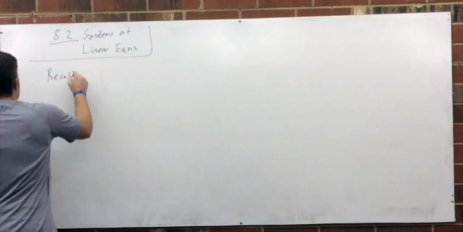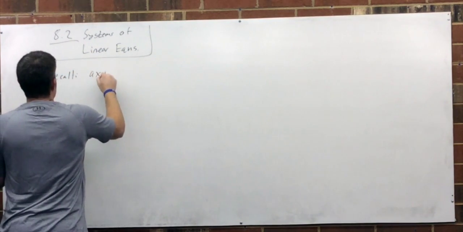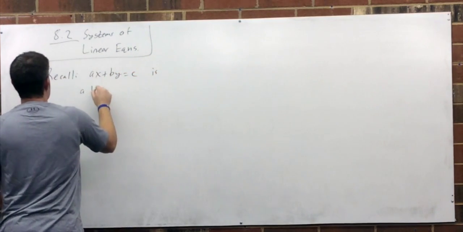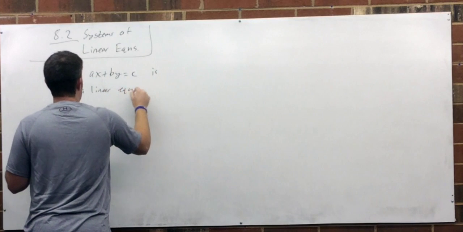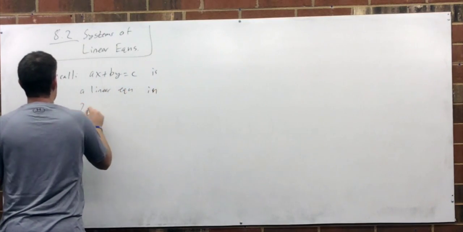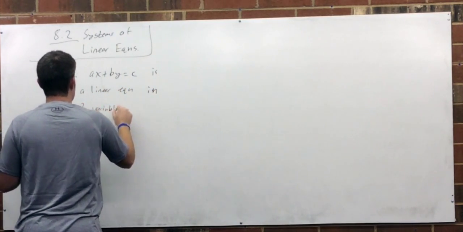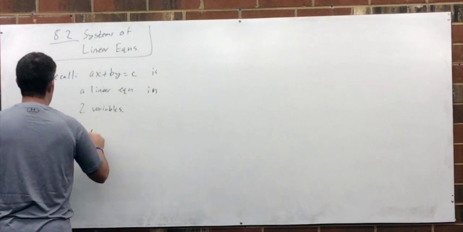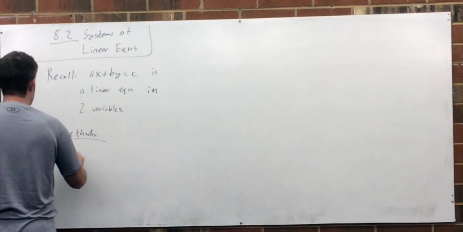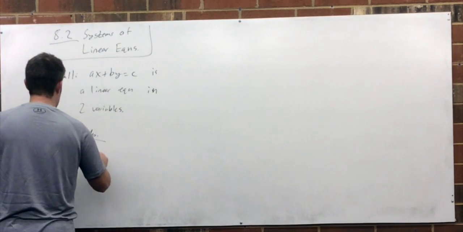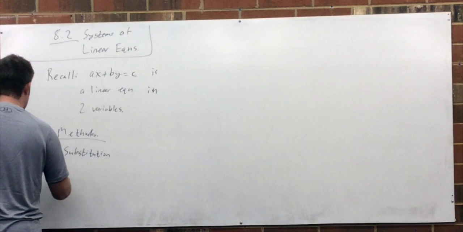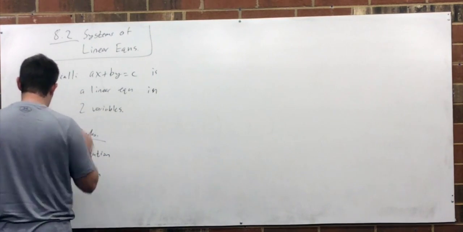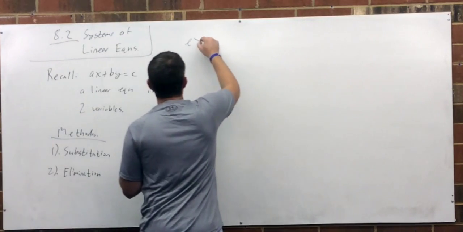First of all, recall ax plus by equals c is a linear equation in two variables. Now the methods of solving, we looked at one method in 8.1 of substitution. The method we'll look at today is called elimination. And the easiest way to show it is just look at an example.